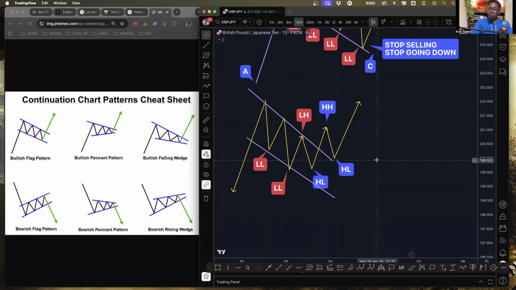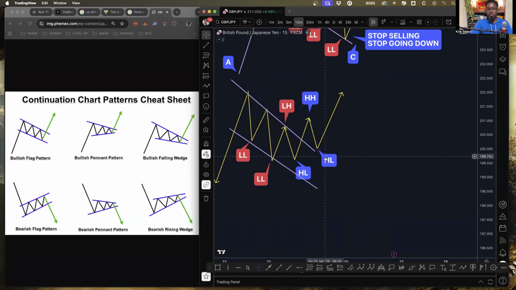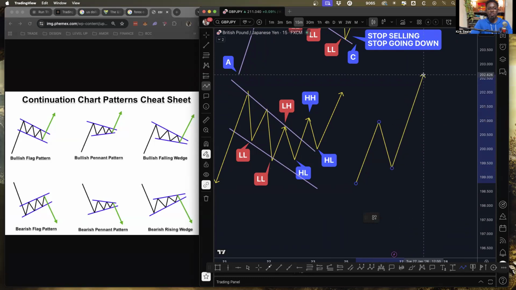Now, I want you to take note of something here. These three blue notes that I have on the screen, I want you to just follow what those three notes look like. All right. So higher low, higher high, higher low. Does this look familiar? See this right here.